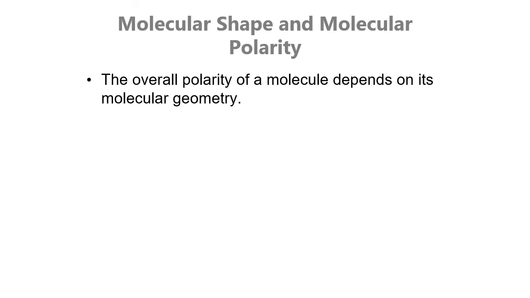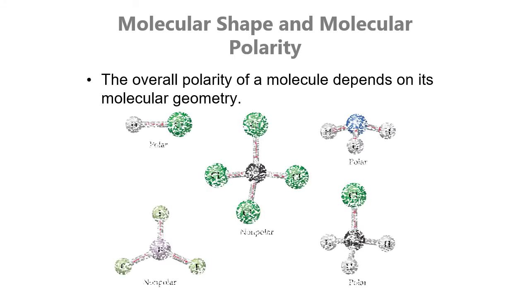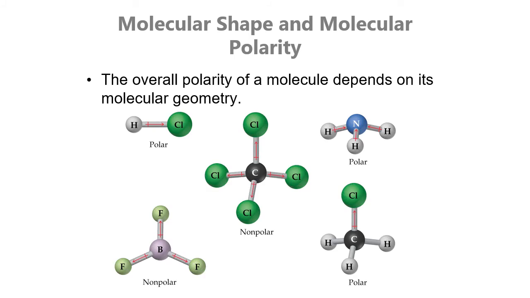If we understand the basic polarity of a molecule, then we can simply identify the polarity of other molecules. For example, HCl is polar because the electron cloud is attracted more towards Cl, as shown by the polarity arrow here.